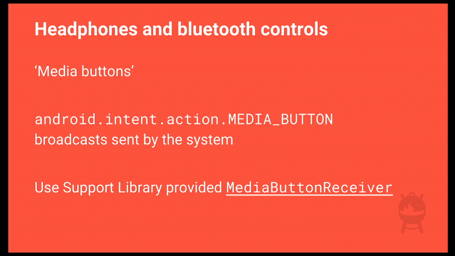Now, one of the problems with this kind of broadcast receiver is that because it's a broadcast receiver in your manifest, somehow you need to get that information into your actual service that we've been talking about, right? You can't necessarily play from the broadcast receiver when it's the service. How do you do all that communication? And that's what media button receiver actually does for you.